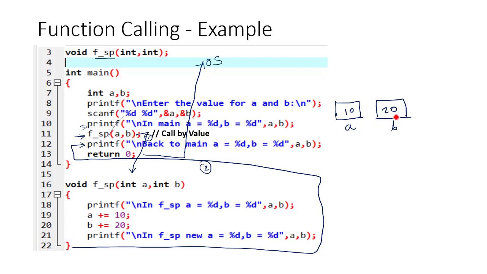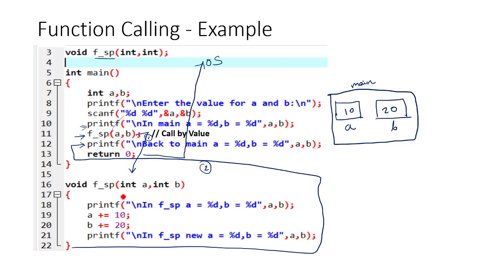Remember, this a and b will be available to the main function only. This is because of the scope of the variables, and we are going to learn about that at a later stage. Now, this 10 and 20 are the values we are going to pass to the called function.